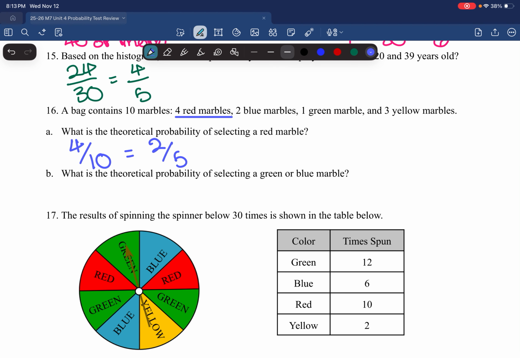All right. Next one. What is the theoretical probability of selecting green or blue? All right. So green or blue means I need to look at both green and blue. So there's 1 green and plus 2 blue. All right, so that gives me 3. That's over 10. So 3/10.